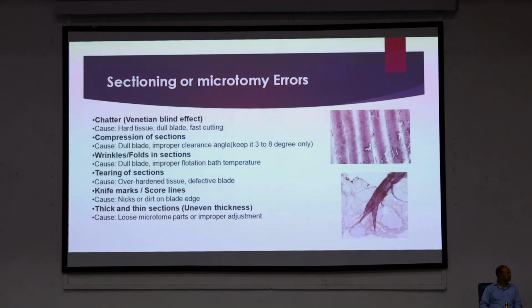Now, the other step, as we discussed in histopathology, is section cutting or microtomy. The errors we face here include chatter effect, that is also known as venetian blind effect.